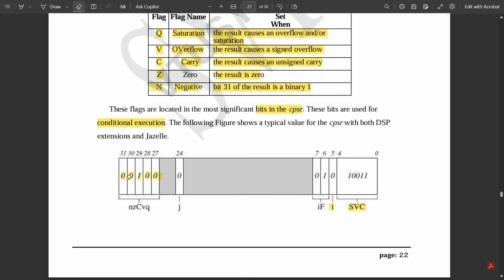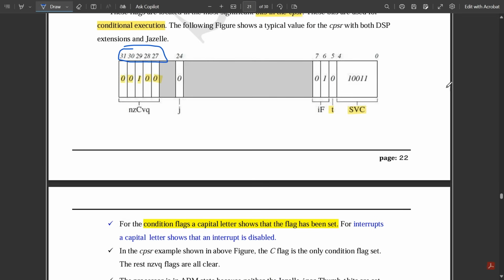Okay, since the negative, zero, overflow, and saturation flags are zero, all those remaining are kept in small letters. Only the carry flag is capital. So that indicates that the carry flag is set in the CPSR. And this is a small letter again. Then we have IF, so F is capital since it is 1. Then this is the processor mode. In the MSB part we have the condition flags, and this is represented in a CPSR.